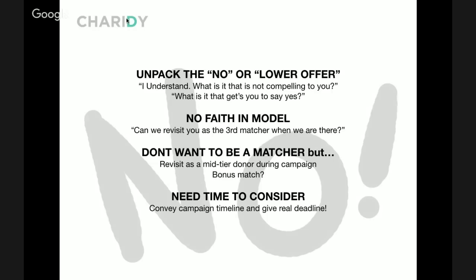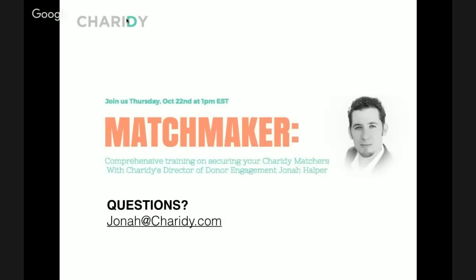And then of course, if they say they need time to think about it, give them the time, explain to them why there is a real deadline, and ask them to give you a good date and time that you can follow up with them and get a firm response. So that's pretty much the presentation.